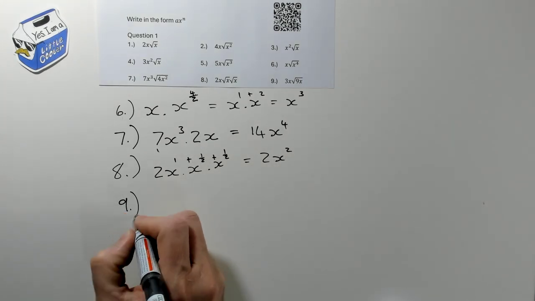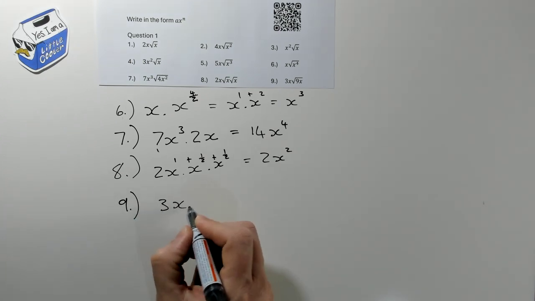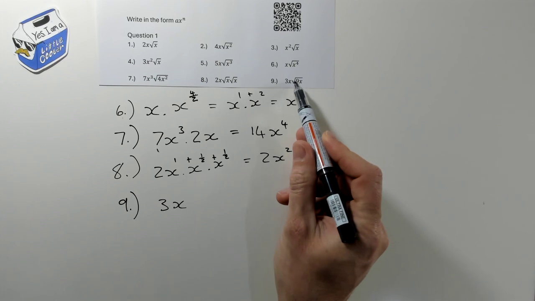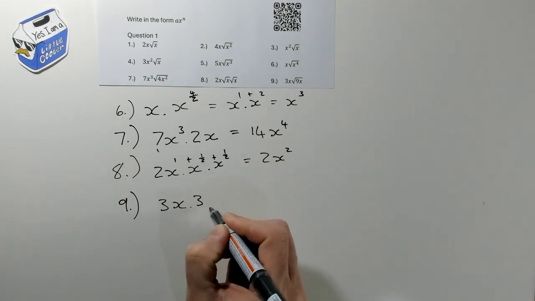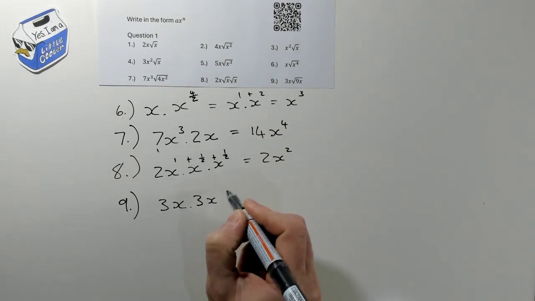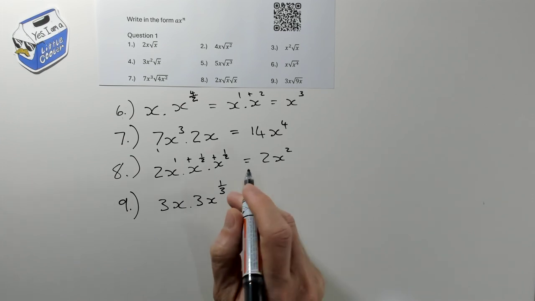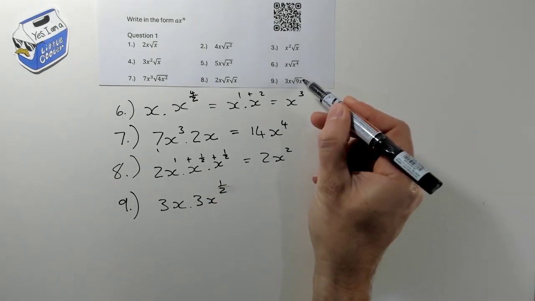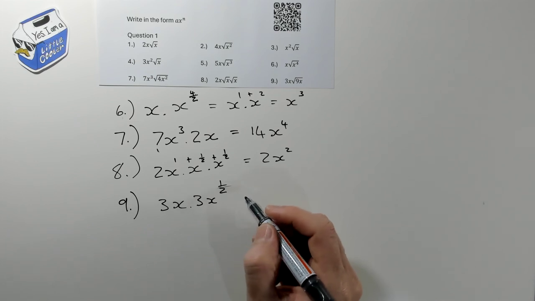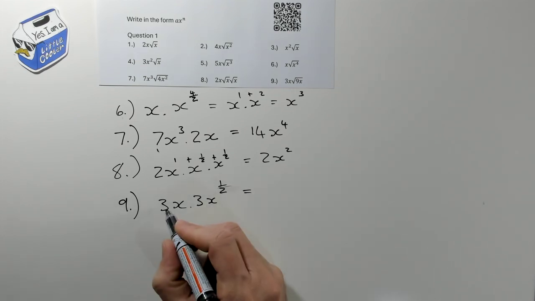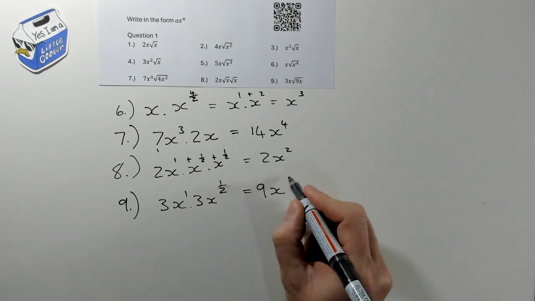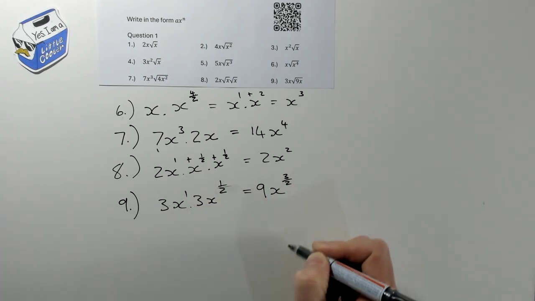And then 9, our last one here, is 3x. And again, the short way, I know the square root of 9 is 3, so I would have written a 3 there. And then x to the power of a half, sorry, not a third, a half, because it's x to the power of 1, and that's the square root. And I would just multiply. 3 times 3 is 9, and x to the power of 1 plus a half is 1 and a half, or 3 over 2.